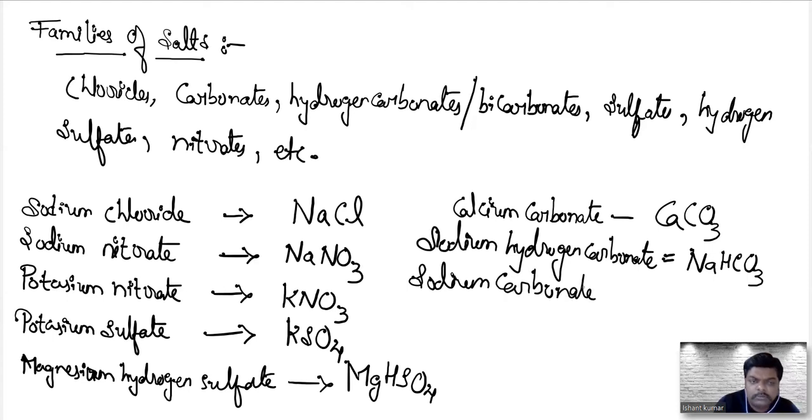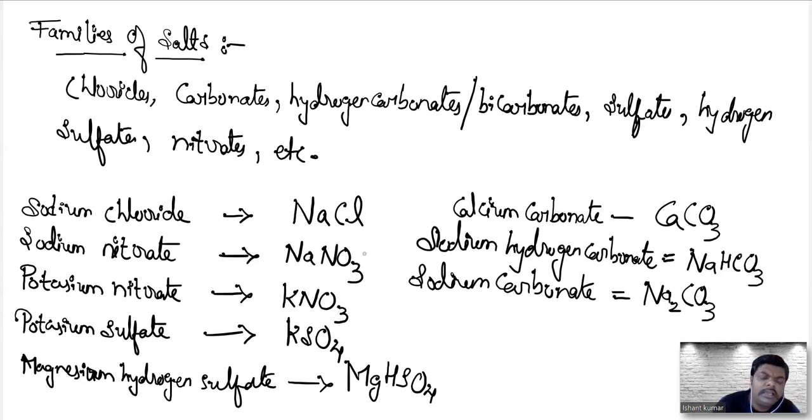Okay, sodium carbonate, Na2CO3 will be its chemical formula. Okay, so like this, different formulas can be found out for different types of salts. Many different types of salts are there: chlorides, bromides, fluorides, iodides. Okay, these are all halide salts. Carbonates, sulfates, nitrates. All these are examples of families of salts.